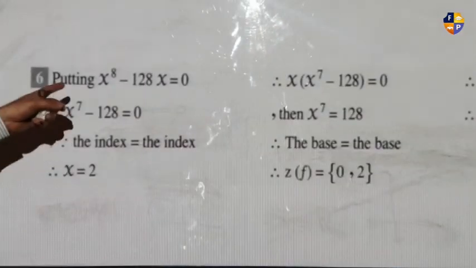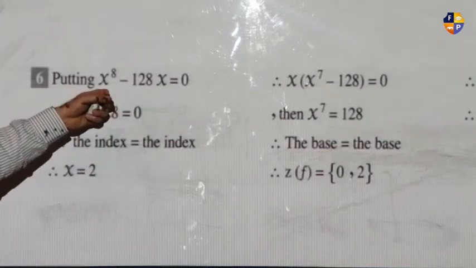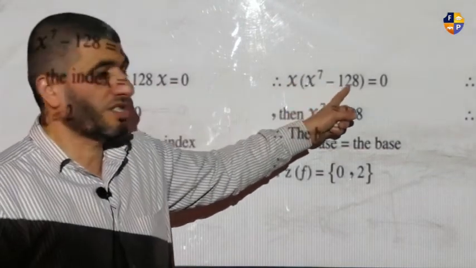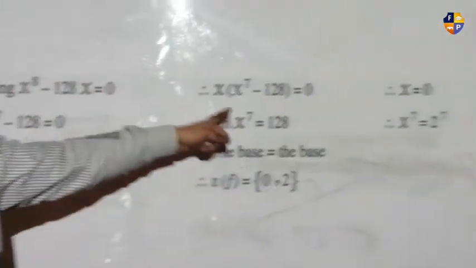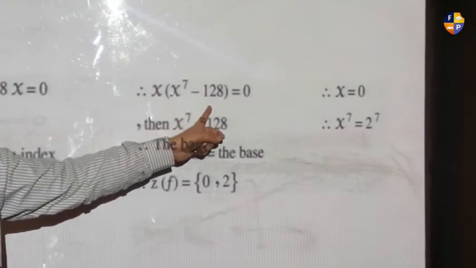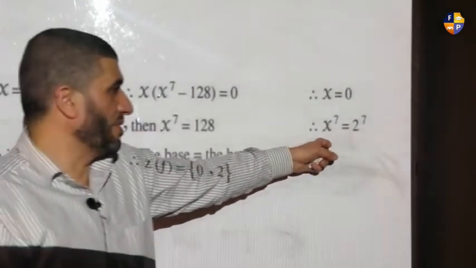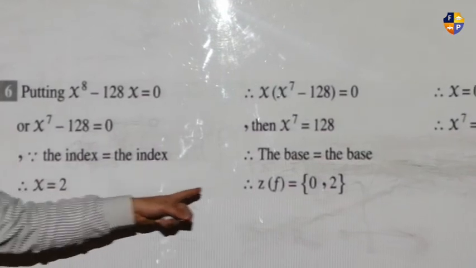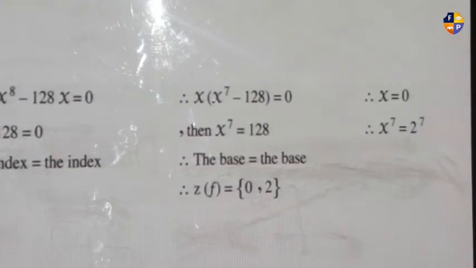Number 6, x power 8 minus 128x equals 0. We can factorize by taking HCF x and x power 7 minus 128. If the first equals 0, x equals 0, and the second equals 0, x power 7 minus 128 equals 0, then x power 7 equals 128. This is x power 7 equals 2 power 7, then x equals 2. We remember that z of f equals 0 and 2. And this explains the zeros of a function.